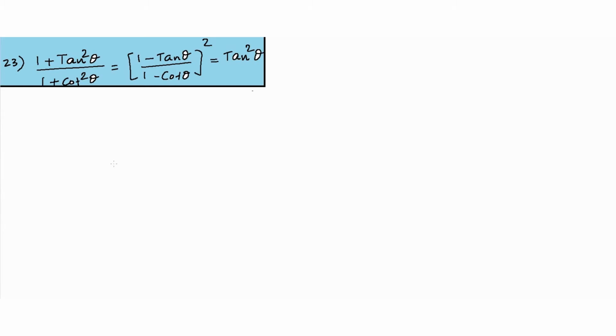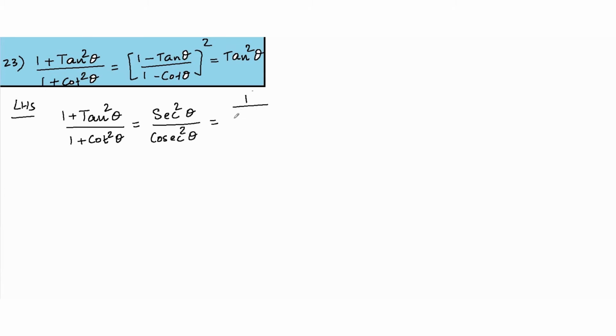Wait, there was an identity for 1 plus tan square and there was an identity for 1 plus cot square, if I remember correctly. 1 plus tan square was sec square and 1 plus cot square was cosec square. So what I can do is I can take my left hand side, and in the left hand side I can now start with 1 plus tan square theta divided by 1 plus cot square theta. Now I know that 1 plus tan square is going to be sec square theta and 1 plus cot square is going to be cosec square theta.